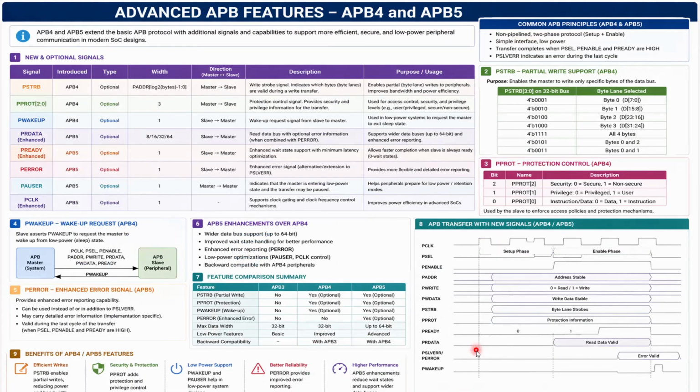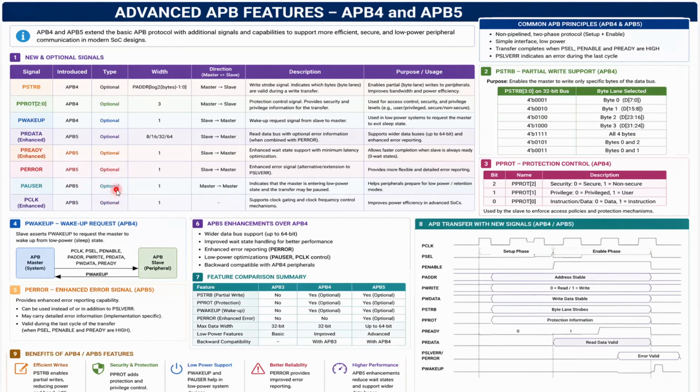Understood? So these are the differences between APB4 and APB5. Some signals are there that only APB5 has. APB4 has the strobe signal, the protect signal, and the wakeup signal. In APB5, enhanced PRDATA is there, and it supports up to 64-bit data. And PREADY is also enhanced. That is optional, meaning we have one signal from slave to master. And the PSLVERR signal is also optional.